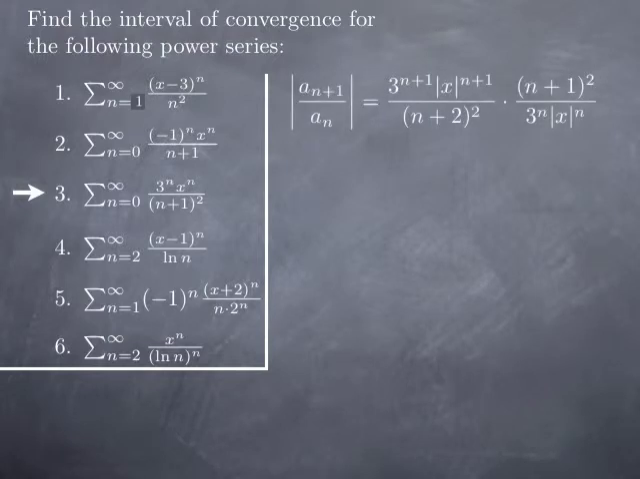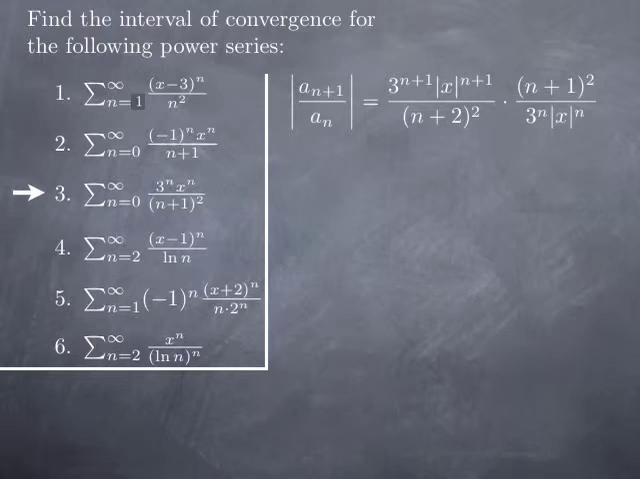So the ratio involved in the ratio test: a_(n+1) here is 3^(n+1) multiplied by the absolute value of x^(n+1) divided by (n plus 2) squared. And then I multiply that by the reciprocal of the absolute value of a_n, which is (n plus 1) squared divided by 3^n times the absolute value of x^n.